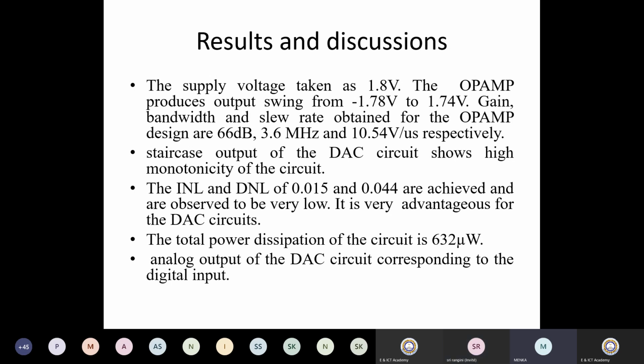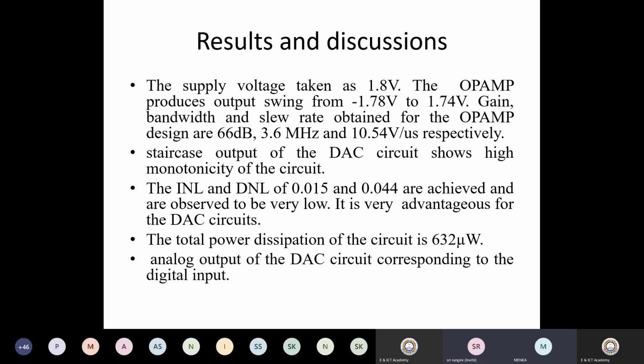The gain, bandwidth and slew rate obtained from the op-amp design are: gain 66 dB, bandwidth 3.6 megahertz, which is quite good, and the slew rate, which is a very important parameter, 10.54 per microsecond. These are the parameters for the op-amp alone. Then we use this op-amp in our project, so we have to discuss those parameters.